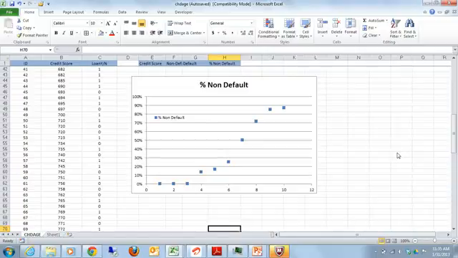Now, notice a couple of things that are interesting about this chart. First of all, there is no linear relationship between percentage of non-default and credit score bucket. The relationship is certainly not linear. In fact, if I join the points together, I'm going to end up with something that looks like this.